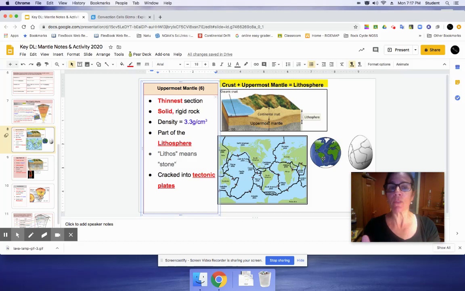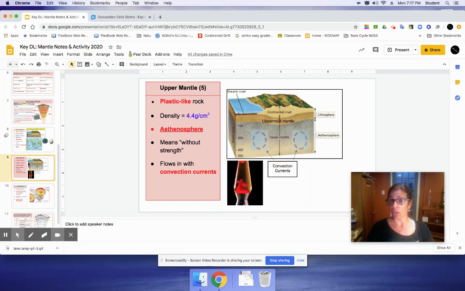So, quick review. The uppermost mantle, the thinnest section of the mantle, located right underneath the oceanic and continental crust, together with the crust, makes up the section of our planet called the lithosphere. Very important. That lithosphere is broken into those pieces we call tectonic plates. Now, right underneath the lithosphere is a very important section of the mantle called the upper mantle.